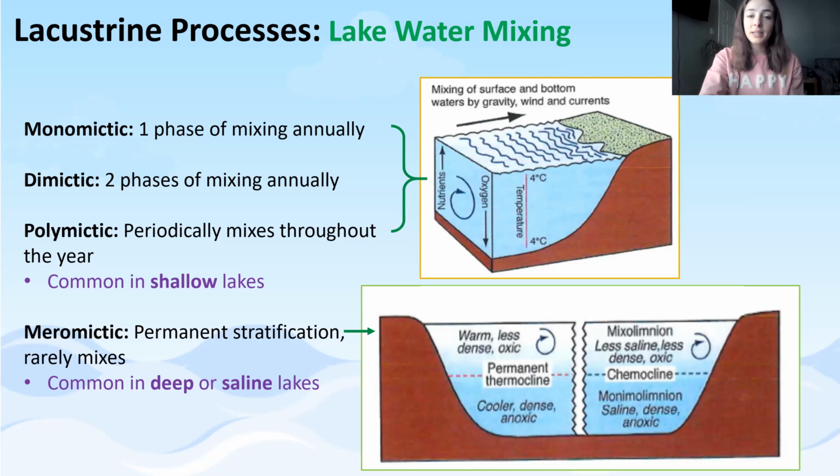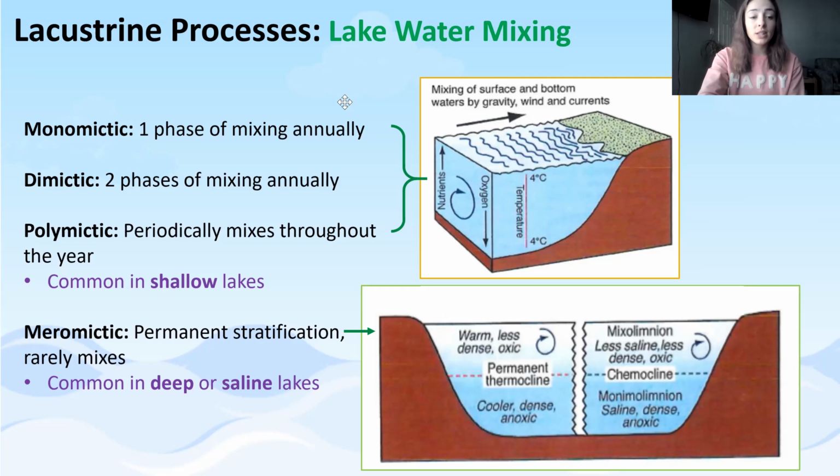So for example, monomictic lakes go through one phase of mixing annually. Dimictic lakes go through 2, hence mono versus di, and then polymictic lakes go through many phases of mixing throughout the year, which is most common in shallow lakes because shallow water is more likely to be less stratified, meaning more well mixed, than deep lakes where stratification can more easily occur.